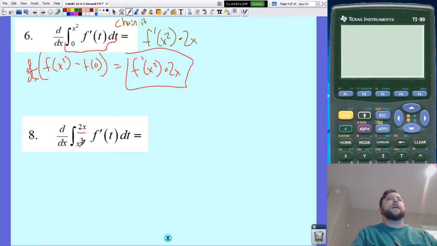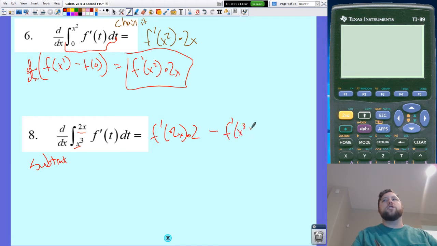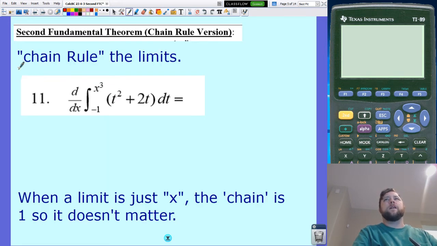Now, what if there's x's on the top and bottom? Well, if you have a variable on the bottom, you subtract the bottom. So this answer would have been f prime of 2x times the chain of that 2x, which is 2, minus f prime of x cubed times the chain of that, 3x squared. Weird examples. All right, and this is just what I said.